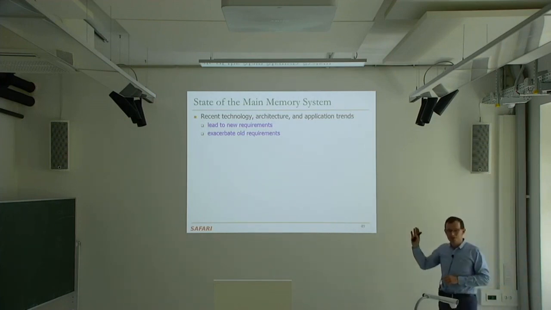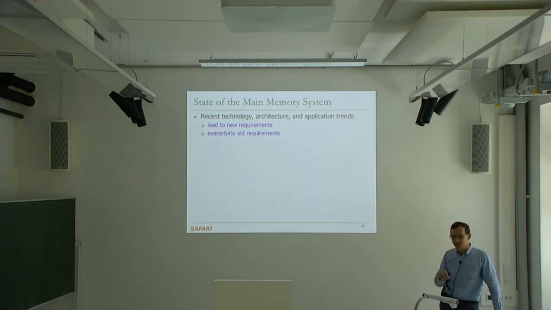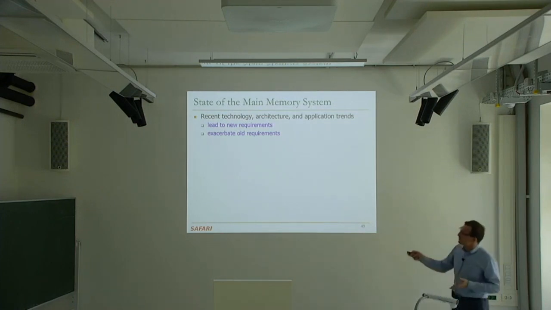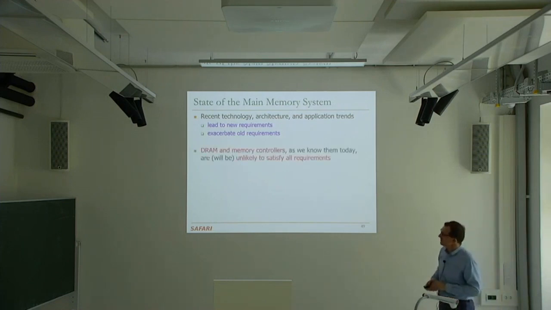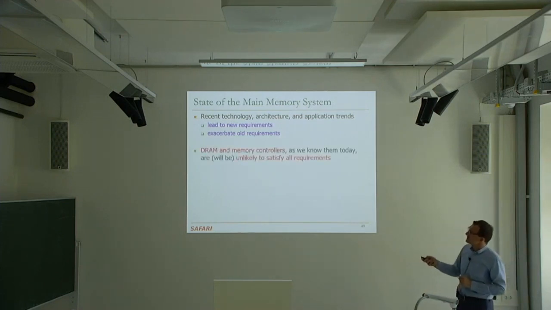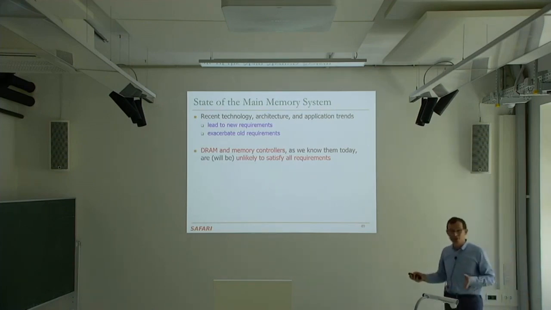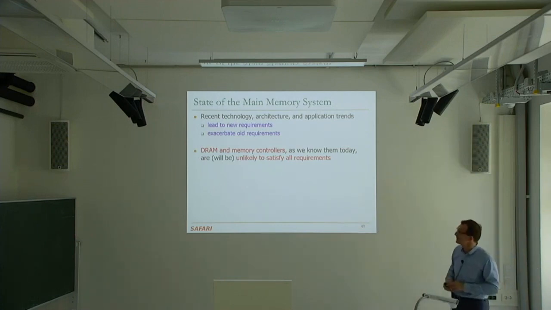I remember reading papers. If you look at the paper that introduced stream buffers in ISCA 1990 by Norm Jouppi, it basically says a memory access is 10 cycles, and it's a bottleneck. Today, a memory access is 500 or 600 cycles. It's much worse, basically. So the requirements are exacerbated. Old requirements like latency, fast access, they're being exacerbated. And as a result, DRAM and memory controllers, as we know them and as we design them today, are unlikely to satisfy these requirements. And I'm going to show you examples that they're already falling behind.